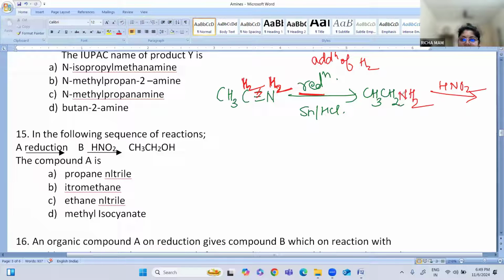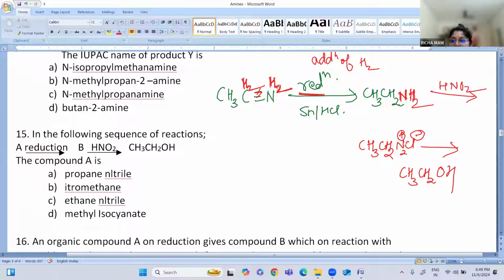Nitrous acid, what we are going to do on aniline. So what I'm going to get? CH3, CH2, N2 plus and Cl minus. Then I'm going to get CH3, CH2, OH. So your N2 Cl will escape out. I'm going to get ethanol. So our compound will be ethane nitrile, option number C.